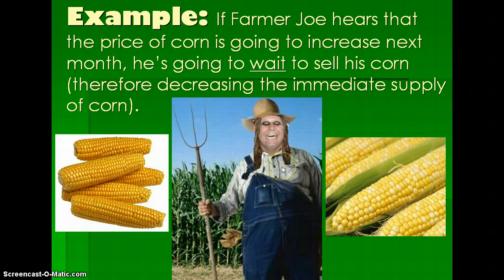A good example of that here is Farmer Joe. He hears that the price of corn is going to increase next month. He's going to wait to sell his corn, therefore decreasing the immediate supply of corn. Farmer Joe's no dummy here. He knows that if he holds on to his corn and waits for that price to go up, he's going to make a bigger profit.